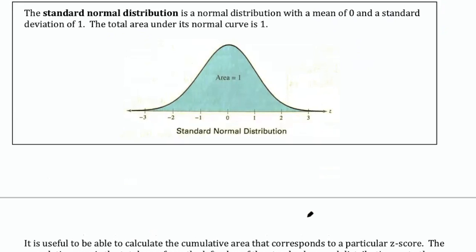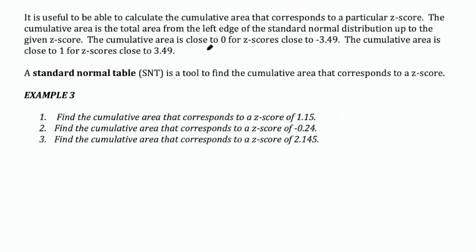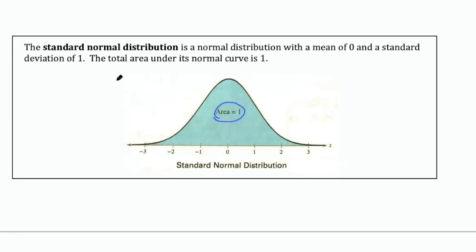set as a whole. The standard normal distribution is a normal distribution with a mean of 0 always and a standard deviation of 1 always. And the total area under its normal curve is going to be 1, and that's going to be an important fact. So the next skill we're going to work on is to be able to calculate the cumulative area that corresponds to a particular z-score on this standard normal distribution. Okay, and again, the only difference between a standard normal distribution and a just plain old normal distribution is the standard one always has the mean at 0 and a standard deviation of 1.